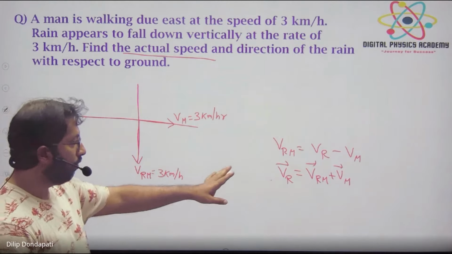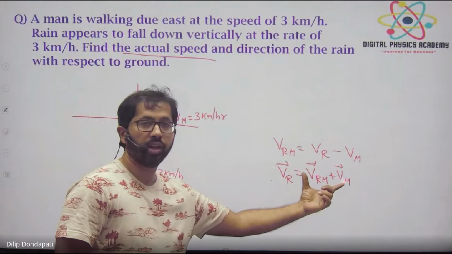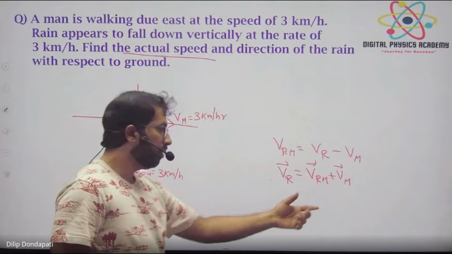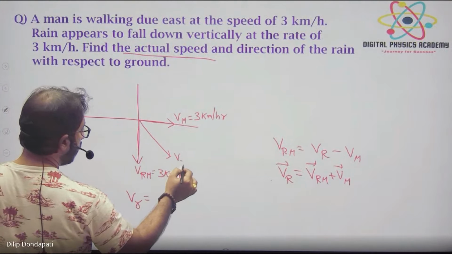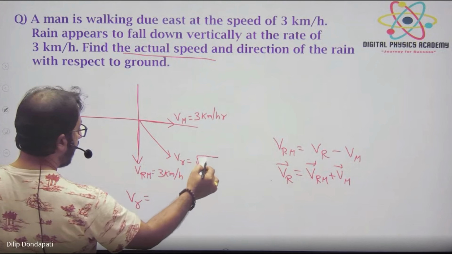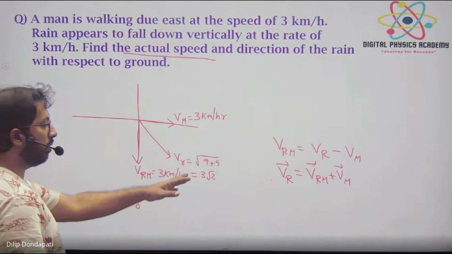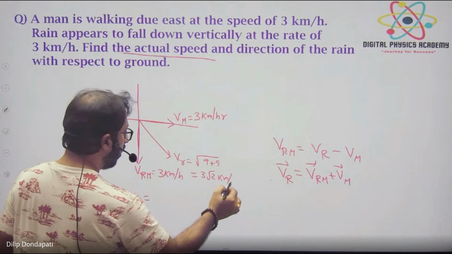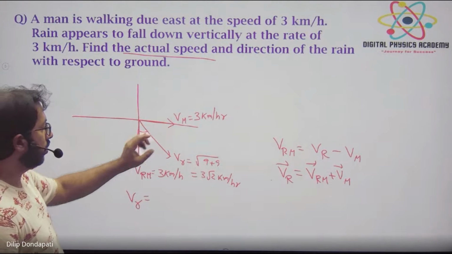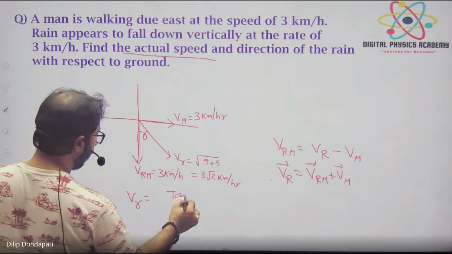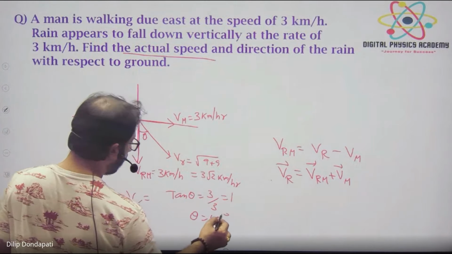देखो, VM is given, VRM is given. Vector addition, you know, right? Parallelogram use करके. मतलब इन दोनों को vector addition only will get VR. मतलब velocity of rain with respect to ground, under root 9 plus 9. So it is 18, 3 root 2. Okay, this is the speed, kilometers per hour. And direction कैसा आएगा? Opposite by adjacent. So 3 by 3. Tan theta is 3 by 3. So theta is 45 degrees.